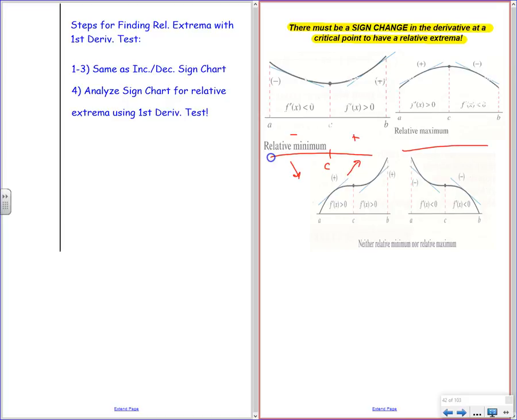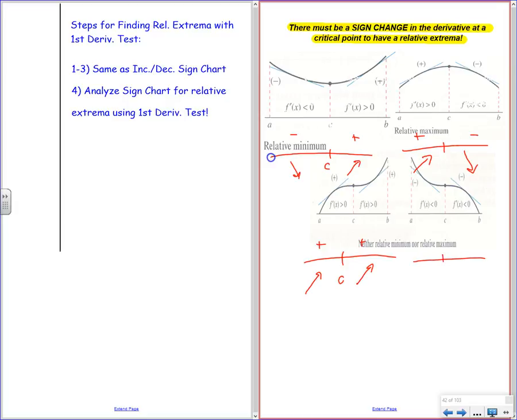Okay, this one, sign chart. Here's my c. My derivative's going to be a positive then a negative. What's going to exist there? A relative max. But what if I have a sign chart, and the derivative goes positive to positive? Do I have anything? No. No relative min or max. It's a point of inflection, maybe. But no relative min, no relative max.